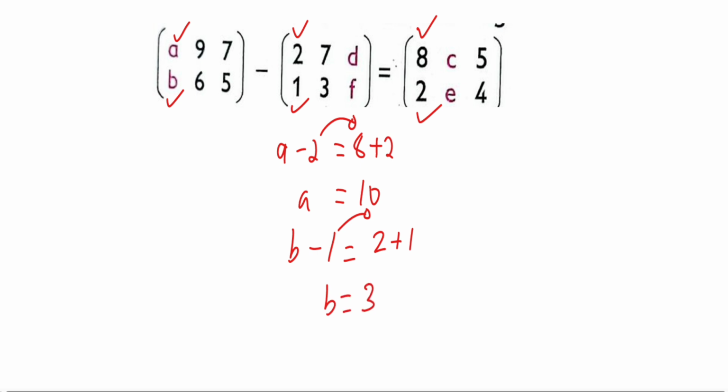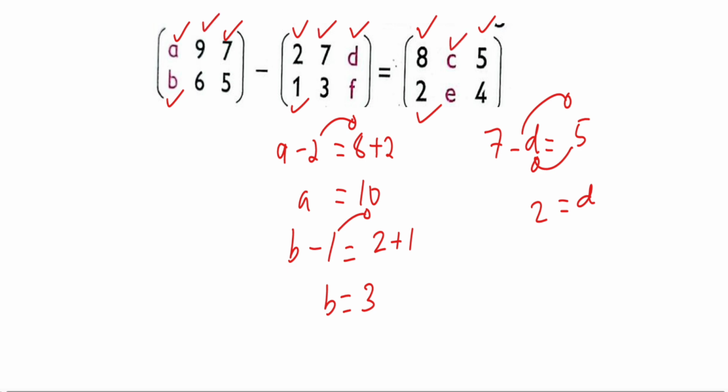Done. What about d? 7 minus d equal to 5. So negative d comes here. This one comes here. 7 minus 5 equal to d. And therefore d equal to 7 minus 5, which is 2. So done with d. Then we have 9 minus 7 gives you c. So 9 minus 7 gives you c. Therefore c is equal to 2.